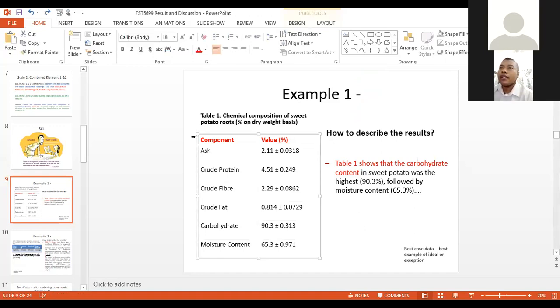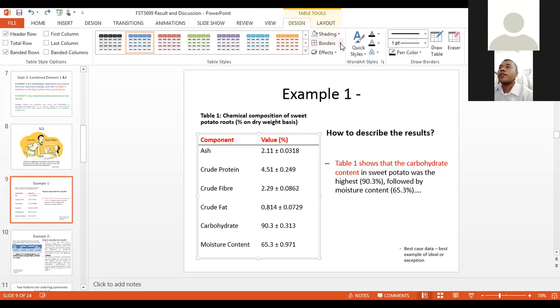Hilang dah line saya ni. Line like this. Mana line dia ni? Okay, all right. So let's see how we describe. This is the example. How we describe the result.